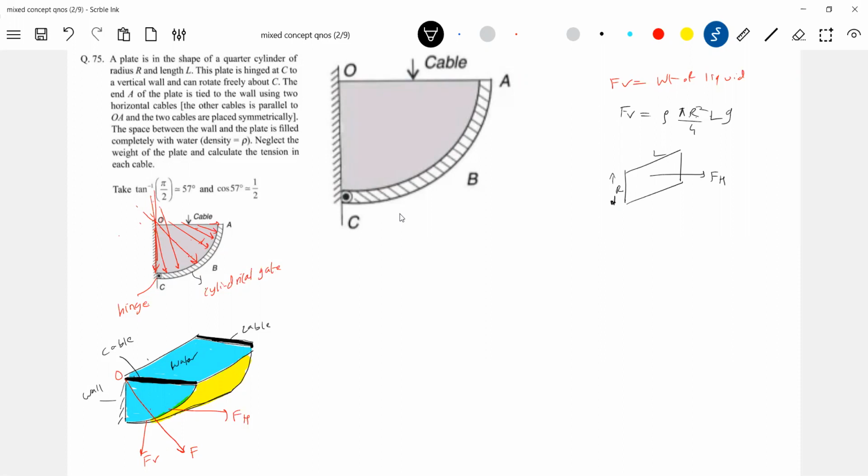FH. But the cylindrical gate is curved, so the liquid will see an effective area. Then how to calculate the effective area? You know the formula for force, or you can also calculate the average pressure. Calculate the average pressure at the lower point. How much will it be? rho g R. What is the pressure at this point? 0. So rho g R by 2 is the average pressure, times area. Another formula I'm giving: what is F horizontal? It should be equal to average pressure times the effective area of the wall.